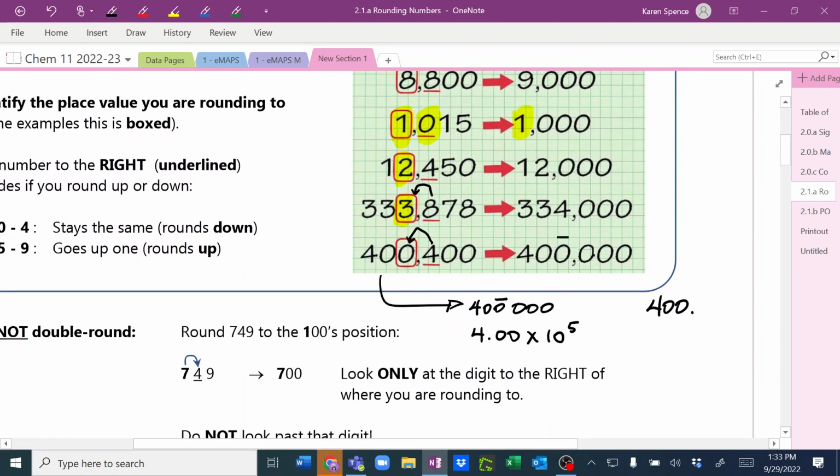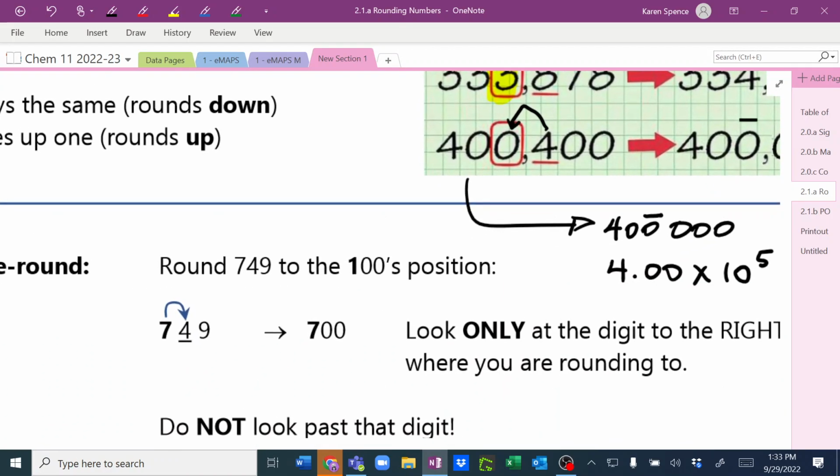The other thing that I see people do is they double round, right? So if we're going to round 749 to the hundreds position, then we look to the right and we say it's a 4. Often people will say, oh, well, there's a 9, which rounds that to a 5, which rounds that to an 8. Only look one digit over. Ignore everything else. You can just ignore this. It is as though it were not there.